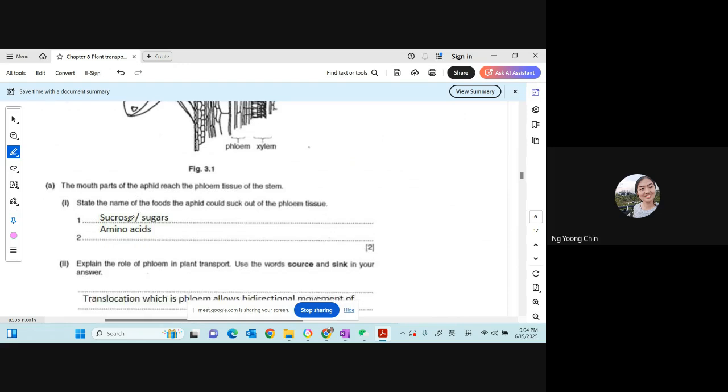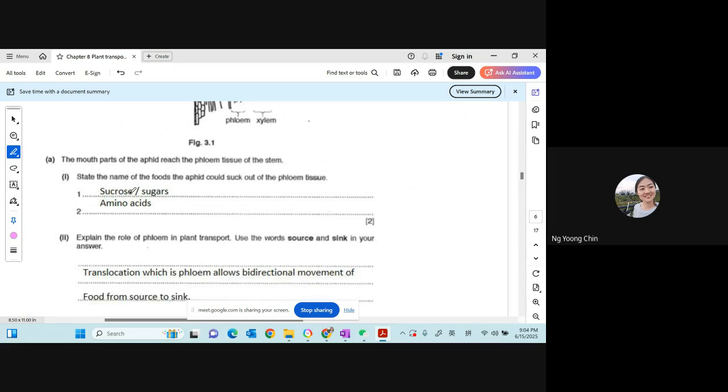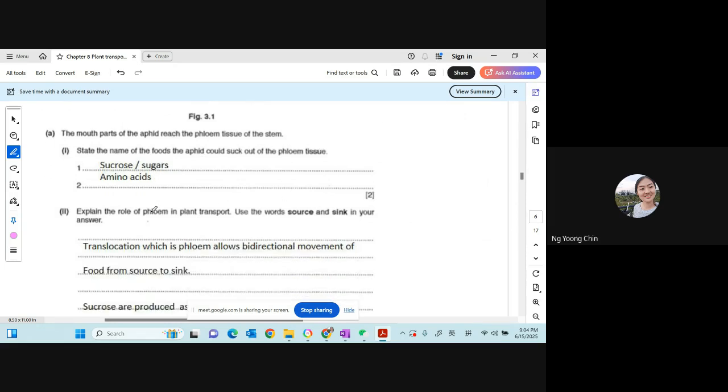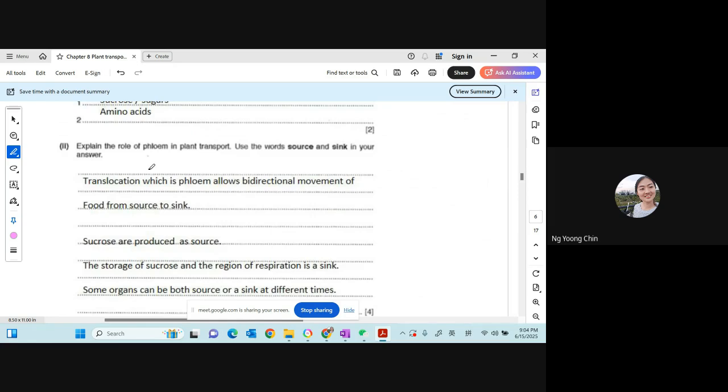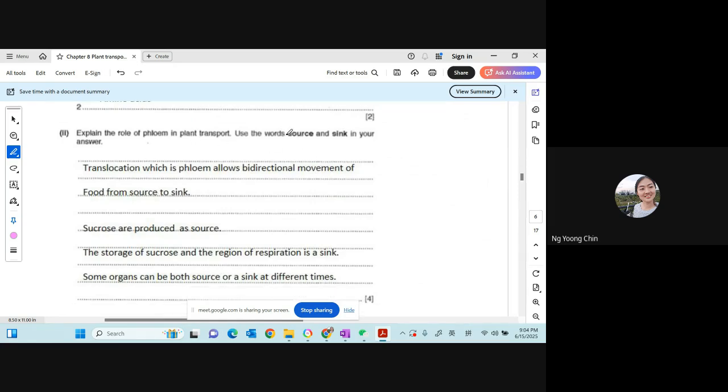Okay. So state the name of the foods the aphid could suck out of phloem tissue. Inside the phloem tissue, they do contain these two nutrients, sucrose and amino acids. And then they ask you to explain the role of the phloem in plant transport with the source and the sink. Okay, so you should include this source and sink in your answer.